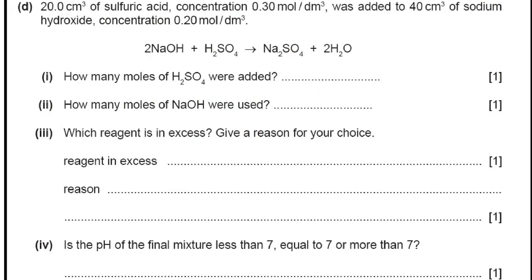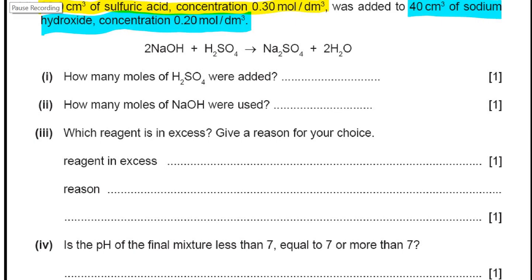Here's another titration type question. So have a go at this, pause the video, and then I'll work through the answer. This one's slightly different in that we haven't got an unknown. This time we know the concentration of the acid and we also know the concentration of the alkali. Now what we're going to do is work out which one is in excess.